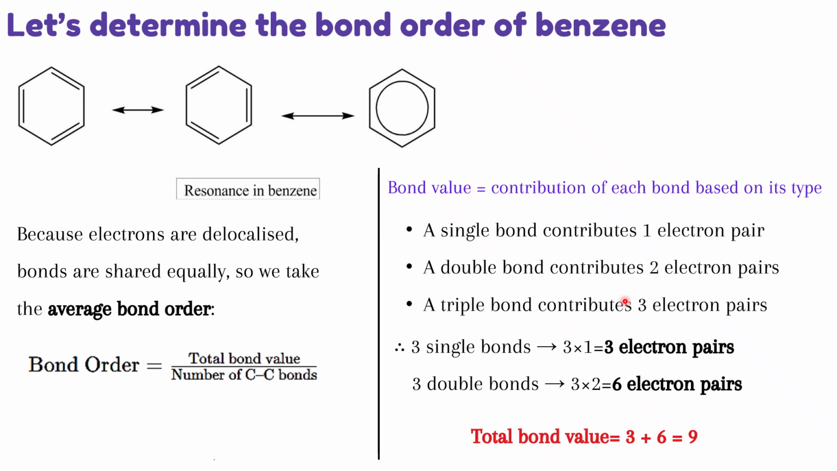So let us calculate it in case of benzene. Here we have 3 single bonds and 3 double bonds. Since we have 3 single bonds, it will be 3 into 1, where 1 is the contribution of each bond. So this will be equivalent to 3 electron pairs. Similarly, we will do it for double bonds. So 3 double bonds, and the contribution for a double bond is 2. So 3 into 2, that is equivalent to 6. So the total bond value, or the total contribution, will be 3 plus 6, that is equivalent to 9.